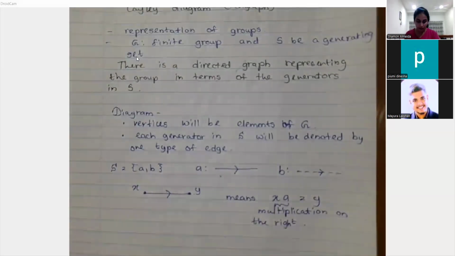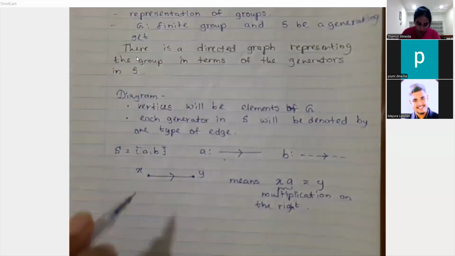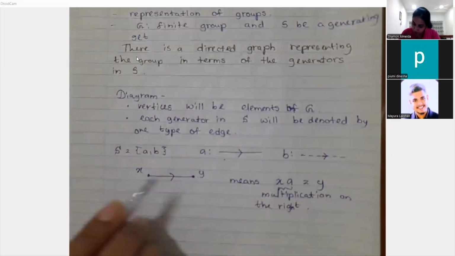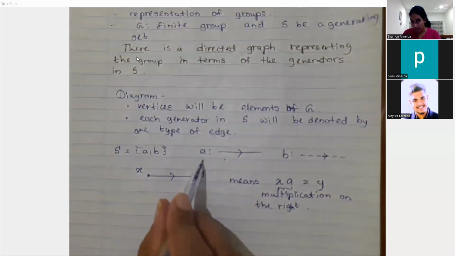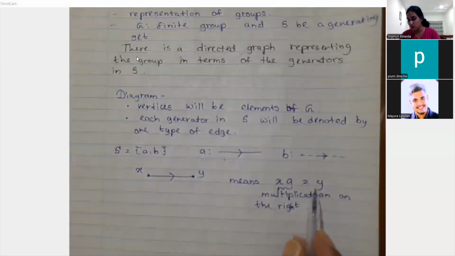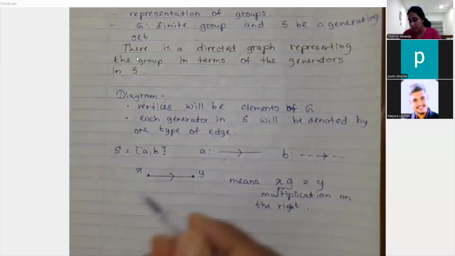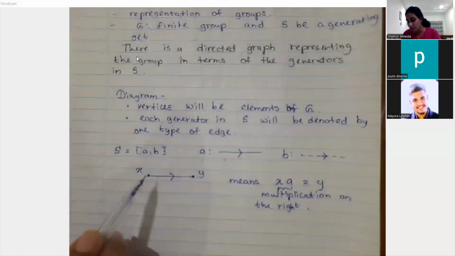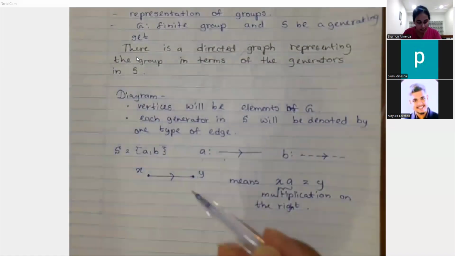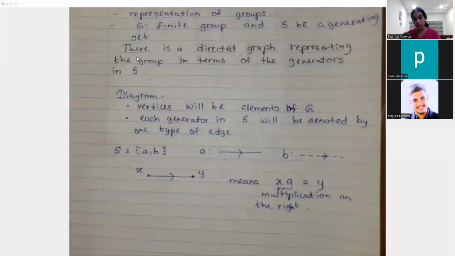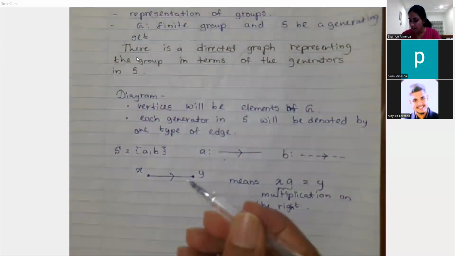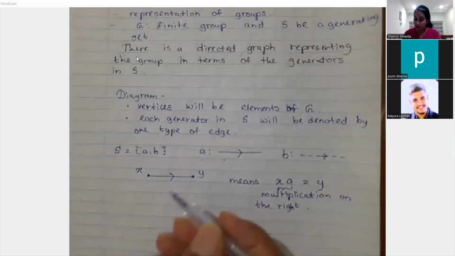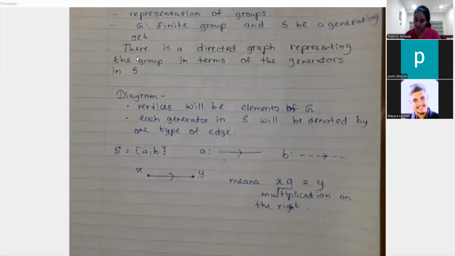Multiplication on the right. Right? Now, when we go in the given direction from X to Y through this edge corresponding to A, we have XA equals Y. If we go in the reverse direction, from Y to X, in the opposite direction, we are actually considering A inverse. If A is in this direction, A inverse must be in the other direction. A inverse must correspond to the other direction, right?